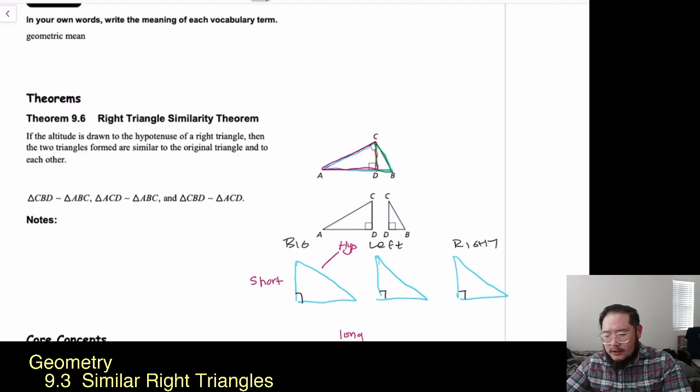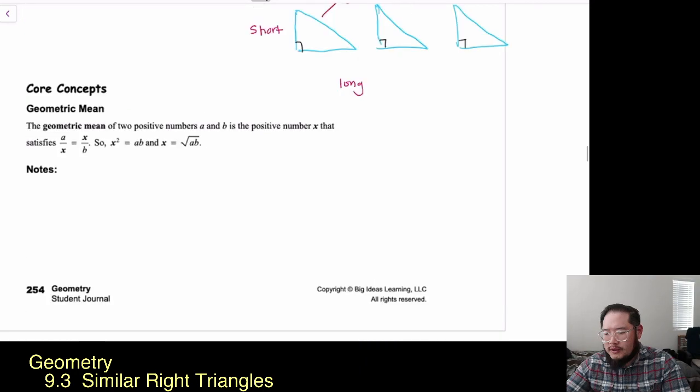Let's go ahead and take a look at this geometric mean. The geometric mean of two positive numbers, a and b, is the positive number x that satisfies, and it's always going to look like this: a over x is equal to x over b.